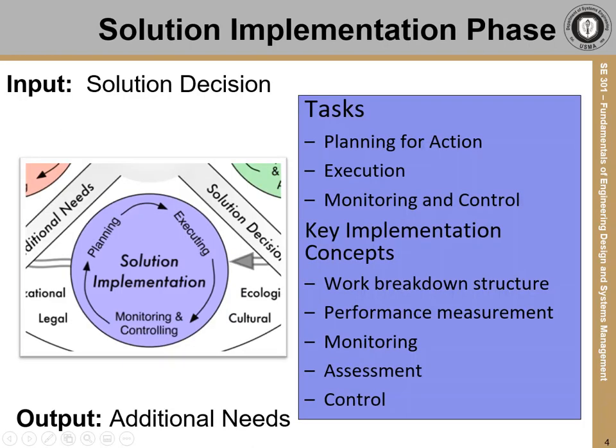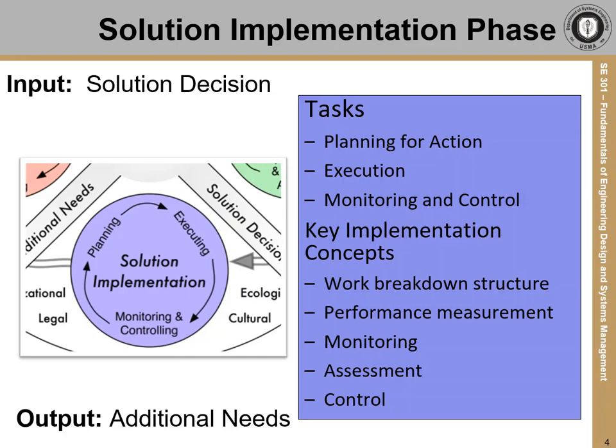As you know, the solution implementation phase is the 4th and final phase of the SDP. It is represented by the blue circle in the SDP diagram because now that we have a decision, we're aiming for blue skies and smooth sailing in order to implement the chosen solution. The input to this phase is the solution decision produced by the decision-making phase.